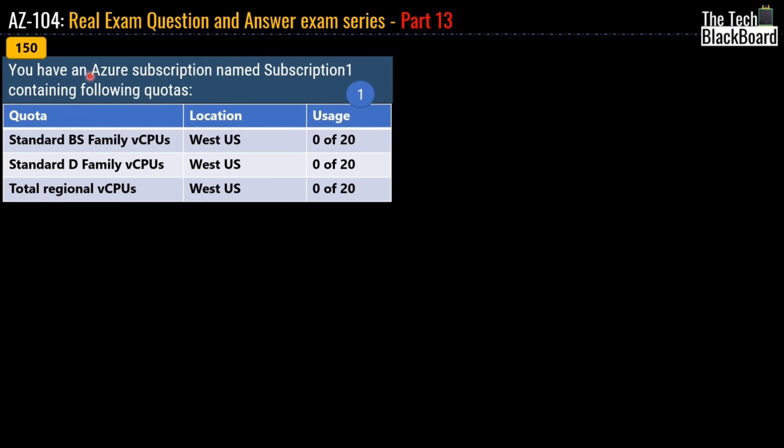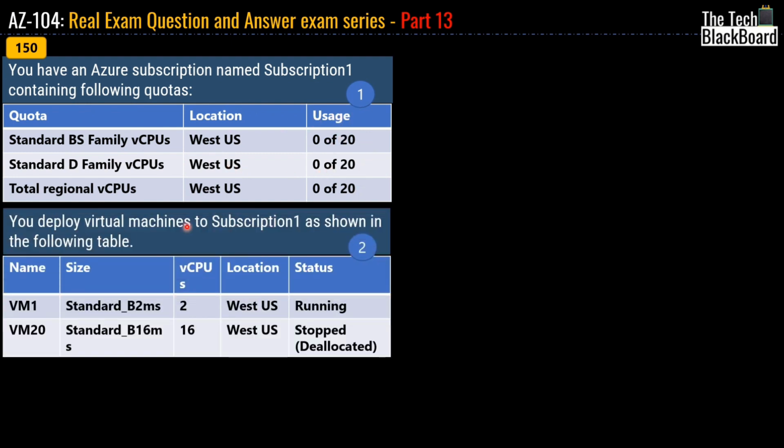The question says that you have an Azure subscription named subscription 1 containing the following quotas. You can see that we have the quota. We have standard BS family vCPU. We also have a D family vCPU. Here you can observe the location and here are the usages given.